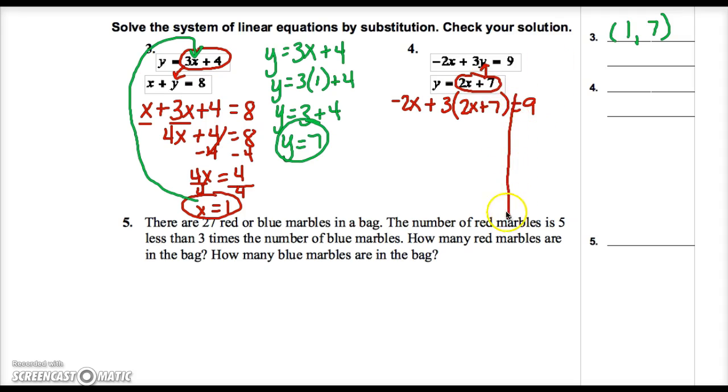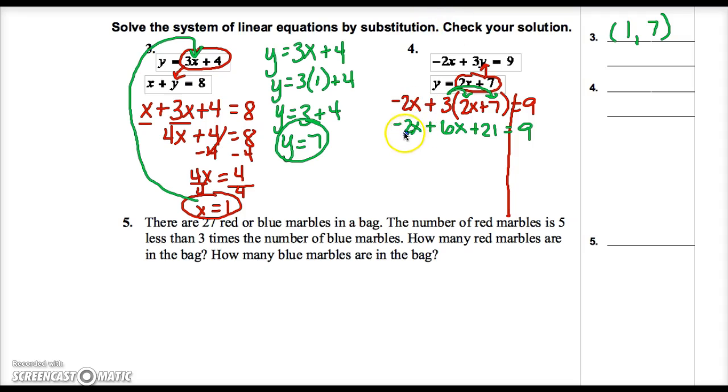Okay, and then we just solve this equation. With this one, my first step is the distributive property. I have to take this 3 and multiply by everything on the inside. So we still have negative 2x plus 3 times 2x is 6x, and 3 times 7 is 21.